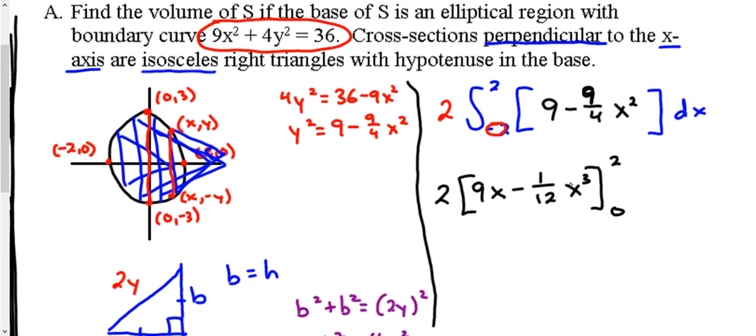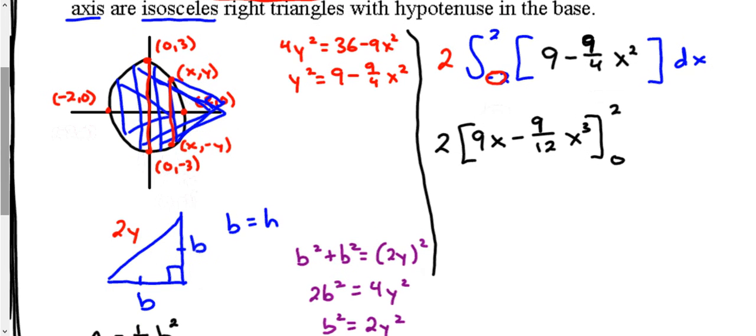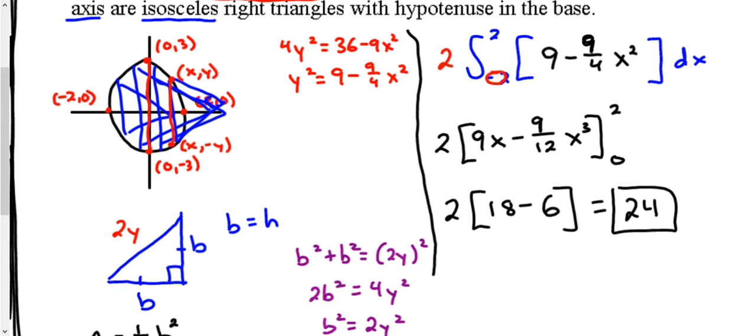Okay, so now when I integrate this, I get x cubed over 3, so I get 9 over 12. And that could make a huge difference in the answer here. Now I plug 2 in there, and 9 times 2 gives me 18, minus, plug 2 in here and I get 8, times 9 is 72, divided by 12 is 6. And look at that, 18 minus 6 is 12, times 2 is 24. So the volume of this solid figure is 24 cubic units.